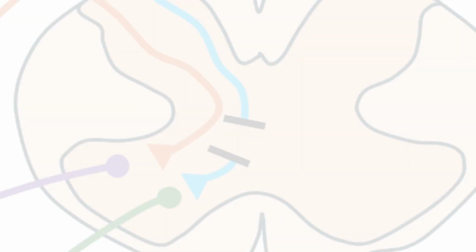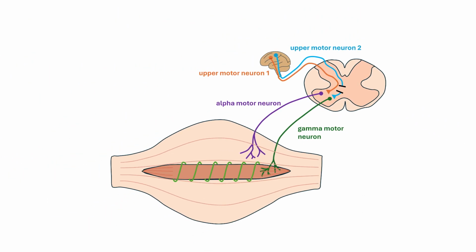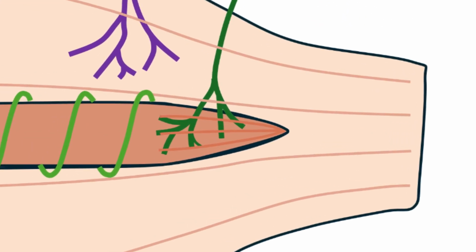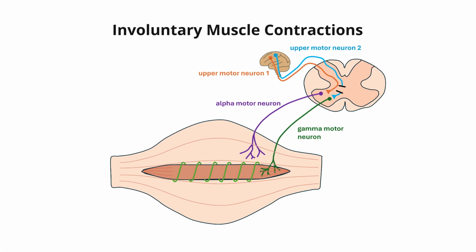When there is damage to the upper motor neurons, the stretch sensors become more sensitive because of the gamma motor neurons. This causes the stretch reflex to occur too easily, leading to stiffness and involuntary muscle contractions. This is one of the key mechanisms behind spasticity.